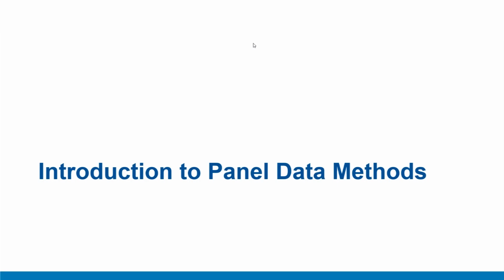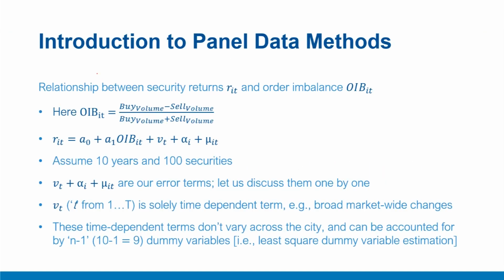In this video, we'll provide a brief introduction to panel data methods and the background and setting to the problem statement. Order imbalance is a very important variable in financial markets. Its construction is done by buy volume minus sell volume divided by buy volume plus sell volume. Volume here can be either dollar volume or number of shares or number of orders. This is a very important measure of information arrival.